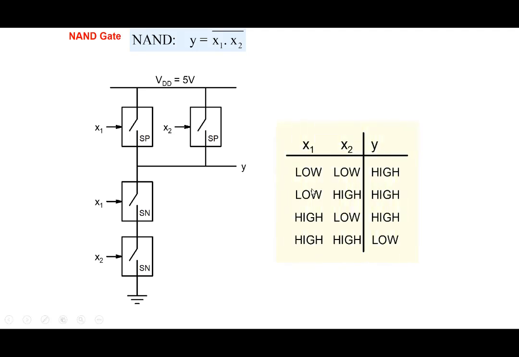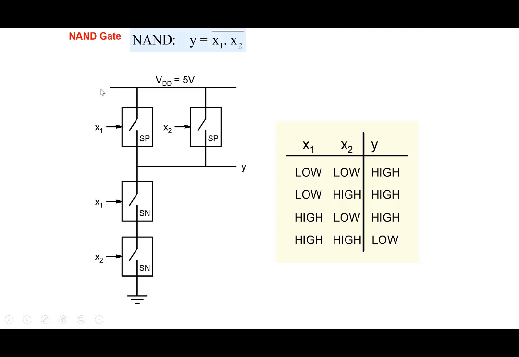So let's see whether it performs a NAND operation or not. We can check. If X1 is low and X2 is low, both these switches are open, and both these switches are closed, and therefore output is high. So that checks out. Similarly, both these switches have to be closed, then only the output will be connected to Y, right? So only when X1 is high and X2 is high, Y is connected to ground and it is low. And when X1 is low or X2 is low, that part of the circuit is open.